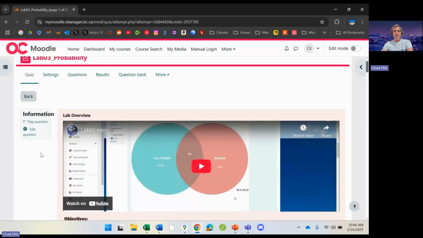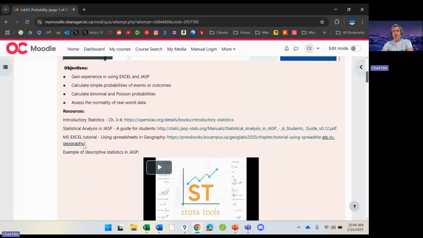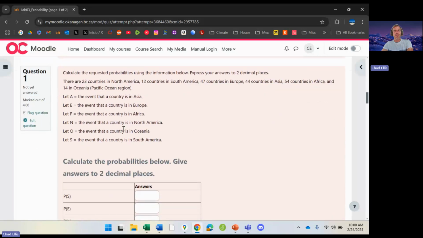So today's lab has to do with what we've been looking at in terms of basic probability, and also things like Poisson probability and binomial probability distributions. It's basically going to be using Excel and JASP. The first part of the lab has to do with some basic probability, like question 1 and question 2. Question 1 is pretty straightforward. It just lists a few regions: 23 countries in North America, 12 countries in South America, 47 countries in Europe, and so on.